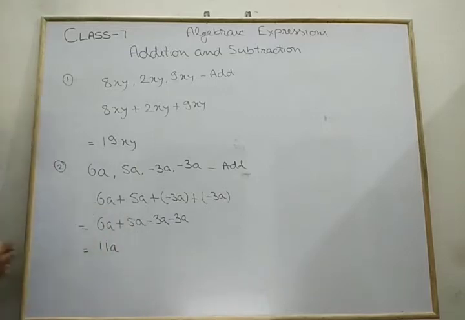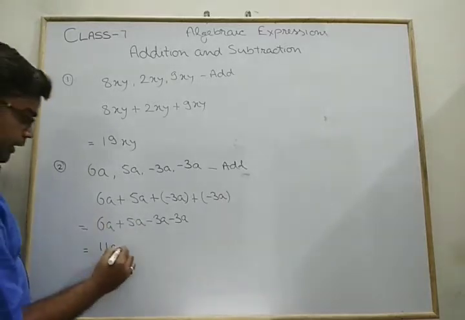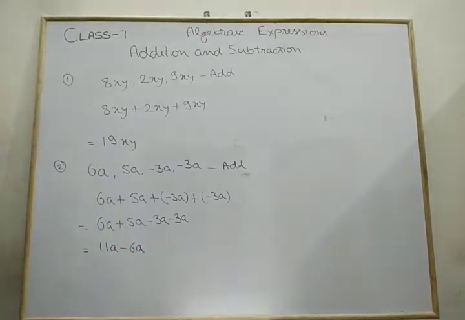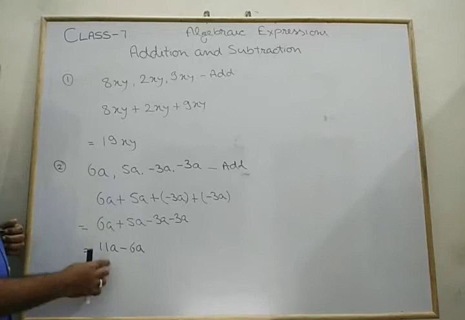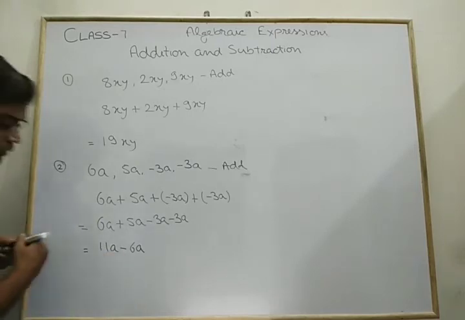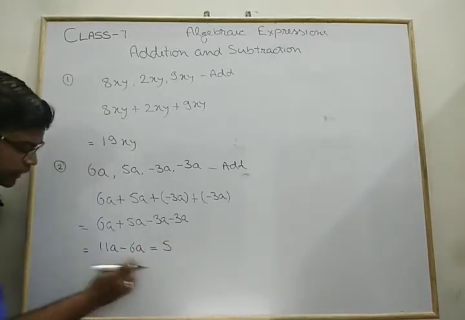The variables are the same. Now minus 3a and minus 3a, we must add; the sign remains unchanged. 3 plus 3 is 6, so minus 6a. Now we have different signs: 11a plus minus 6a. They are like terms having different numeric coefficients and also different signs. So in this case, we do the subtraction of the numeric coefficients, always remember. So 11 minus 6 is 5, and a is the like term, so 5a.